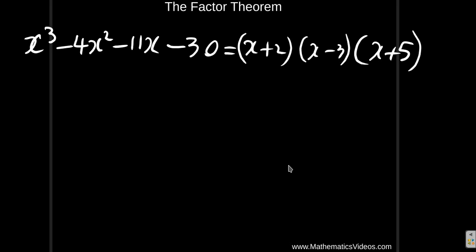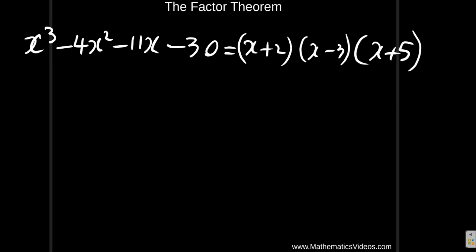I want to illustrate the factor theorem in this video. Now, we have this cubic expression, x cubed minus 4x squared minus 11x minus 30. We know that it is equal to x plus 2, x minus 3, x plus 5, as displayed on the screen, right?